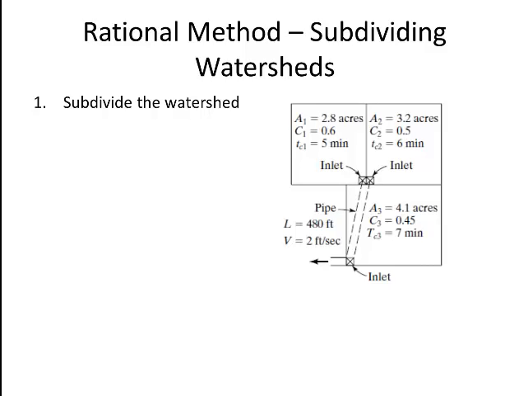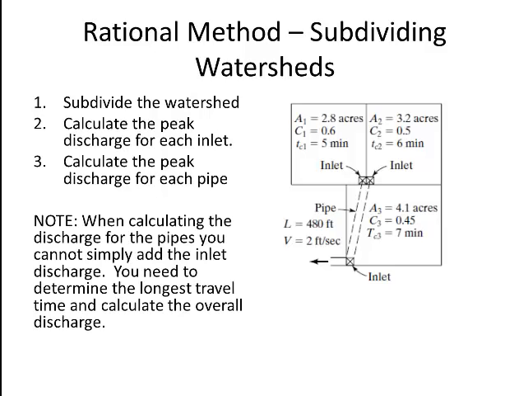And we need to calculate the peak discharge for each of the pipes. Note, when calculating discharge for the pipes, you cannot simply add the inlet discharge. You need to determine the longest time and calculate the overall discharge. So let's look at an example to kind of walk you through how this works.